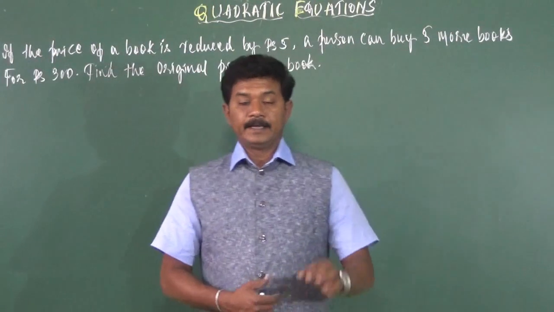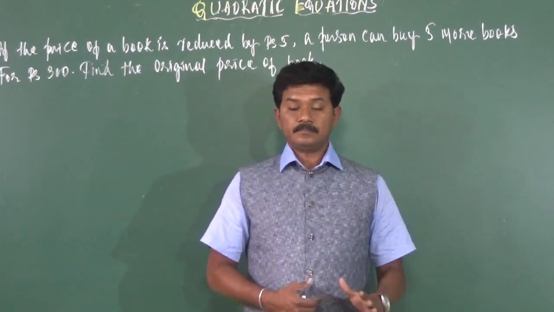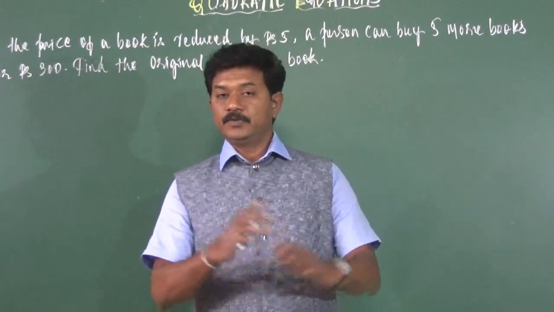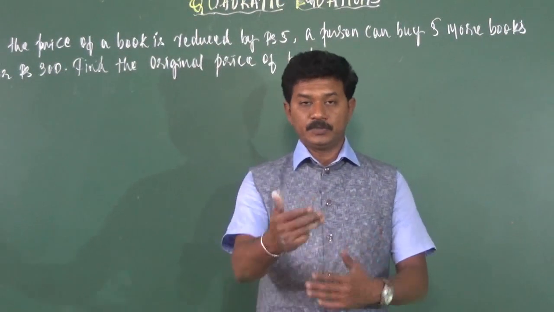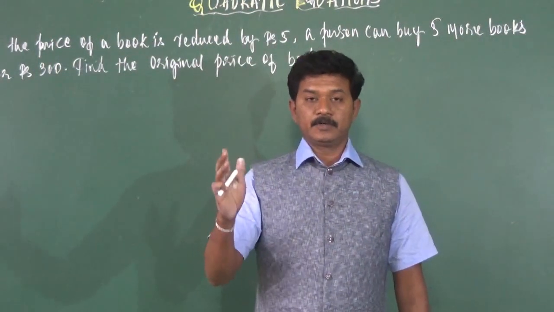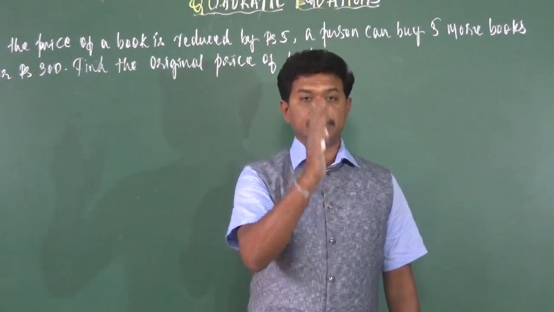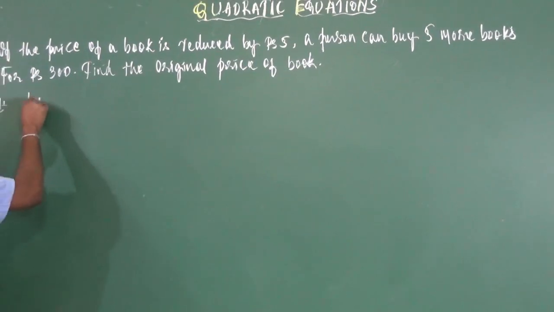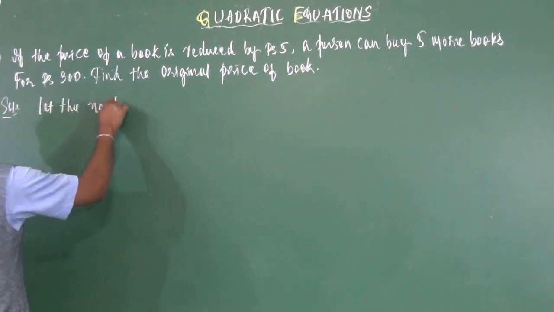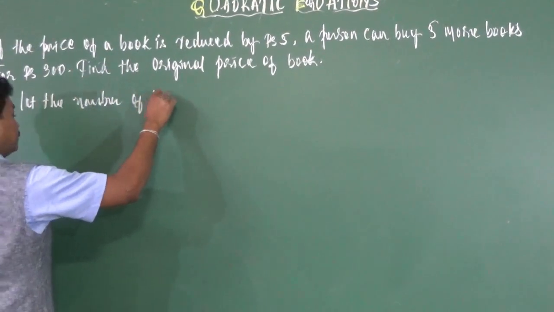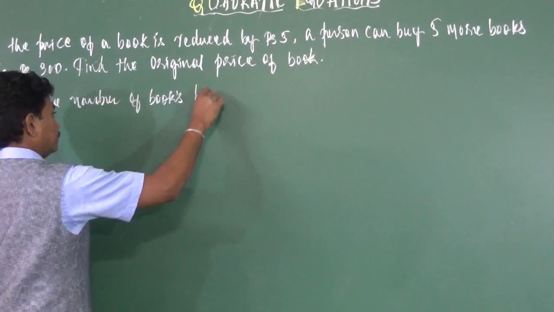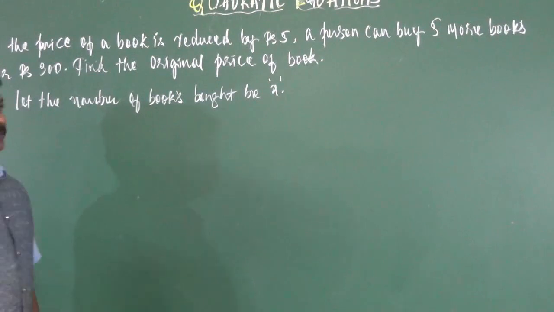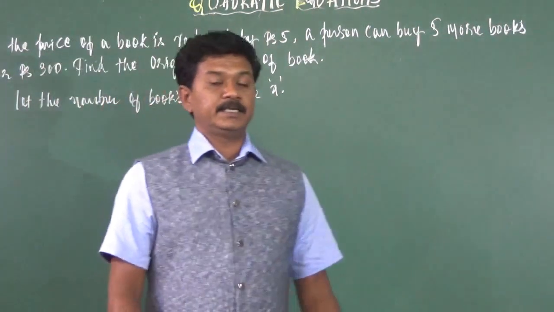So, let the number of books be X. You have to guess, because we do not know the number of books the person is going to buy. So let the number of books bought by the person be X. Right? We'll start from this point. So let the number of books bought be X.